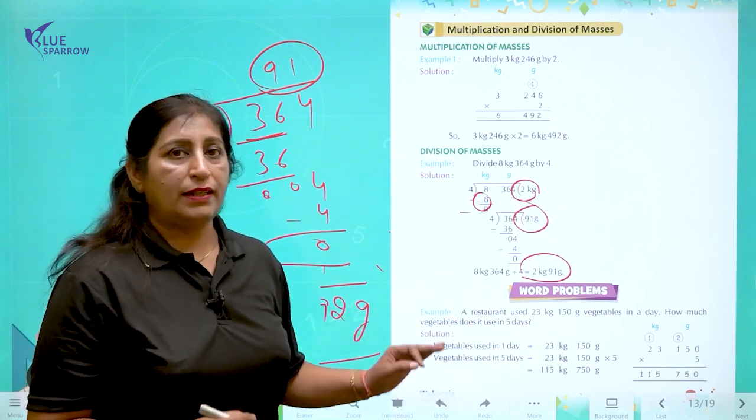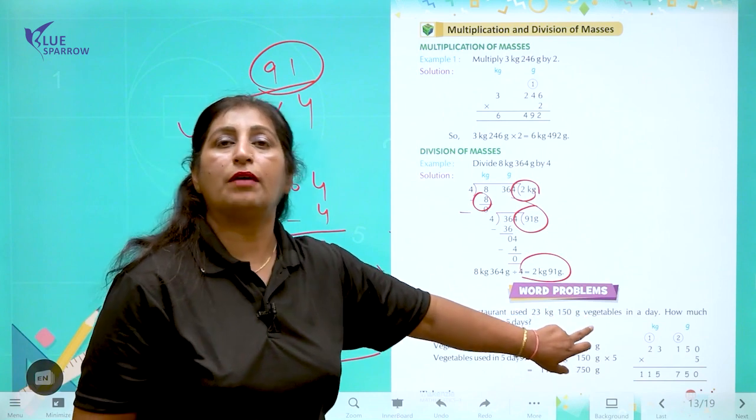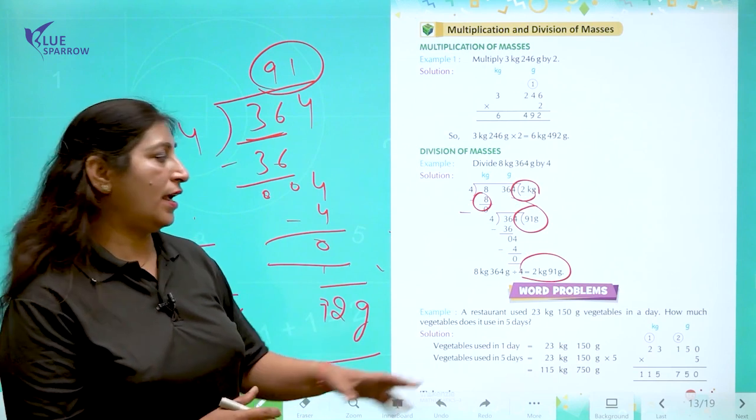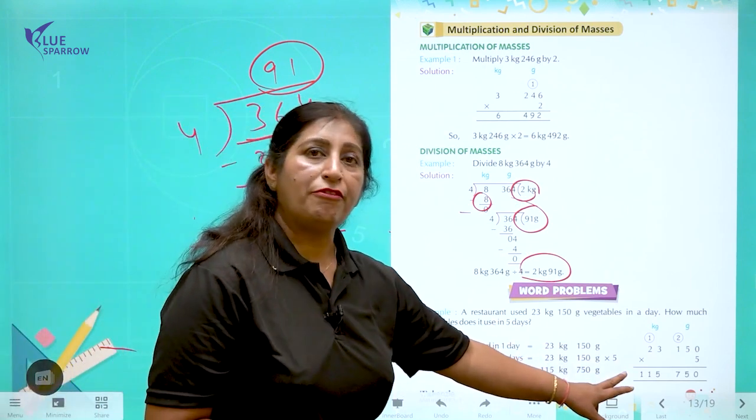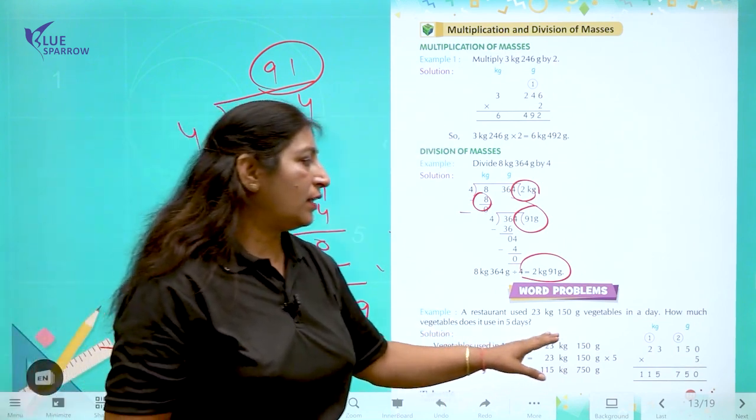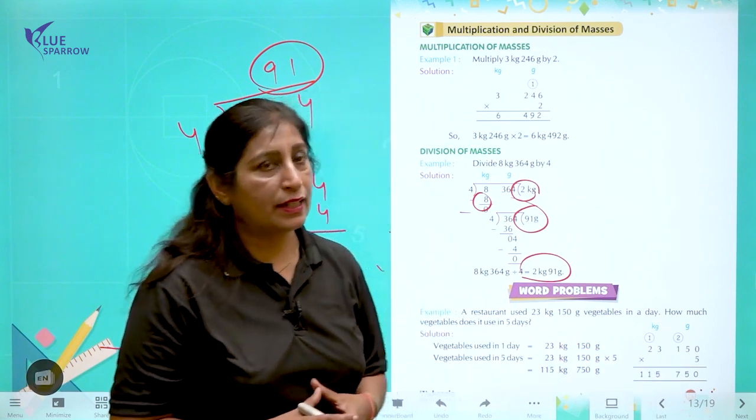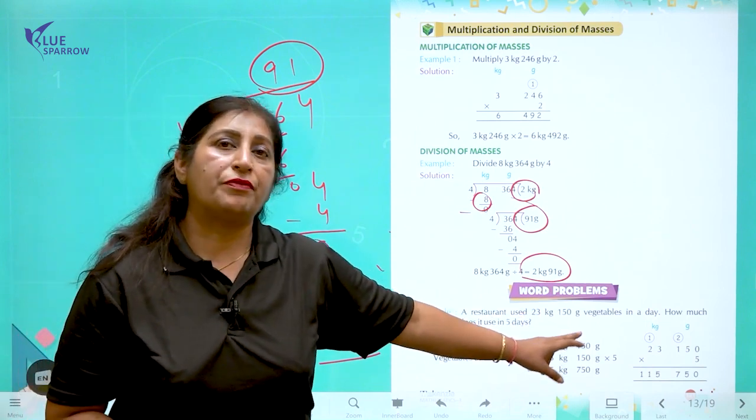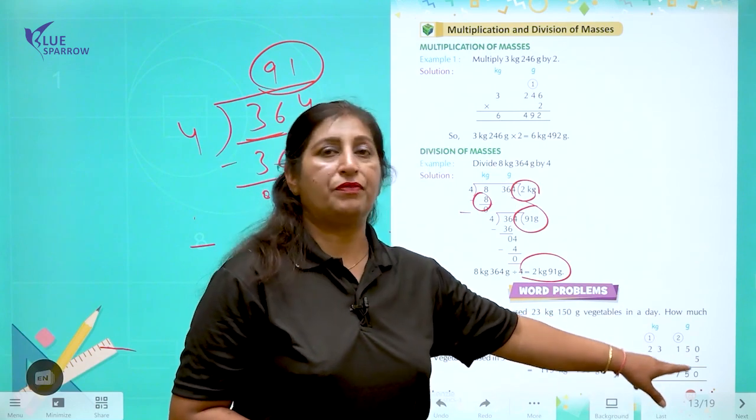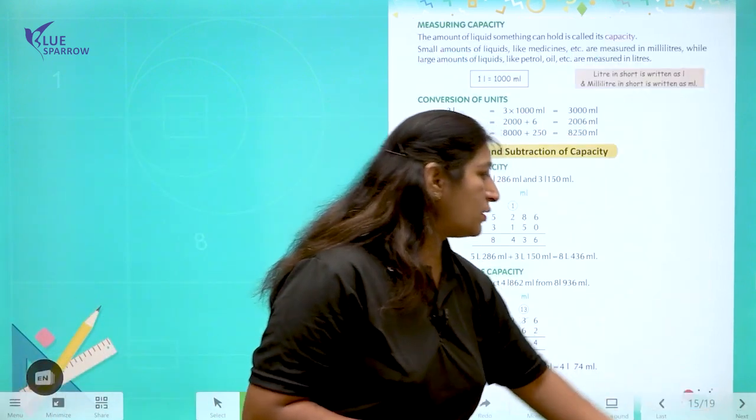So write the words as vegetables used in 1 day equal to 23 kilogram 150 gram, and vegetables used in 5 days means we would multiply 23 kilogram 150 gram by 5. Perform the multiplication as we did in example number 1, and in that way we would get 115 kilogram 750 gram. When we multiply 23 kilogram 150 gram by 5, we get 115 kilogram 750 gram as our answer. Now solve exercise 11.6 to reinforce the concept.